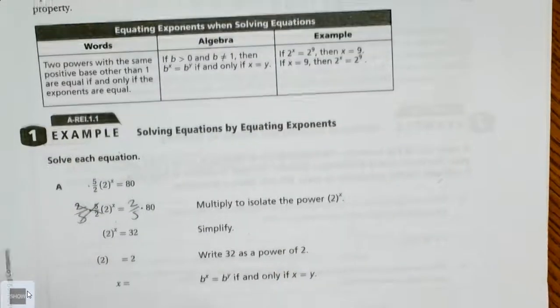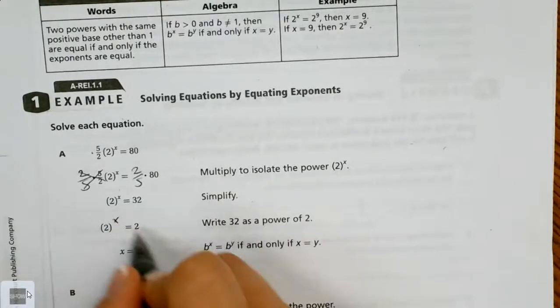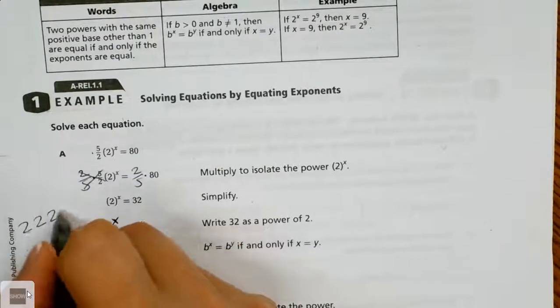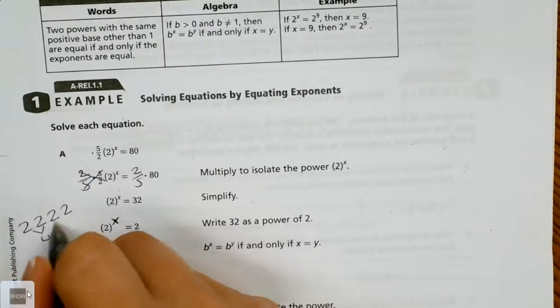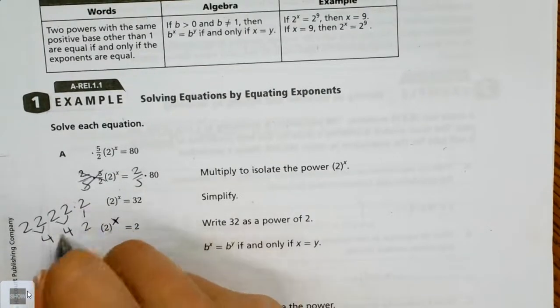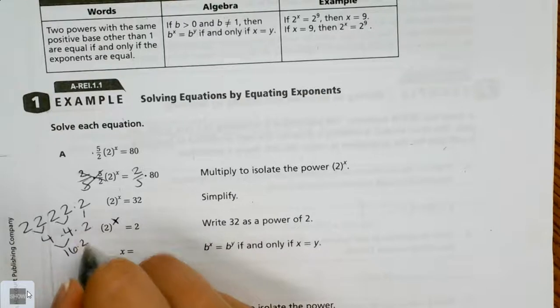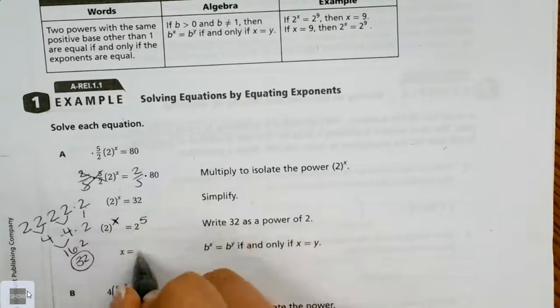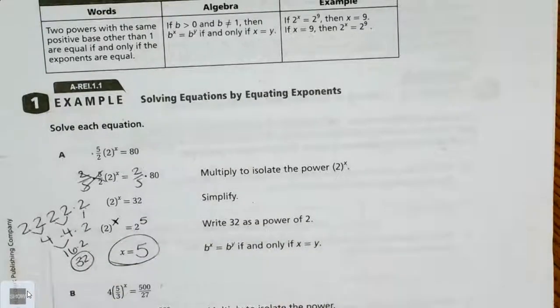Well, what is 32? 32 is the same thing as 2 to the what? 2 times 2 times 2 times 2, well, that's going to be 4 times 4, which is 16. So times one more, 16 times 2 is 32. So it's 2 to the 1, 2, 3, 4, 5. So x equals 5. Right?